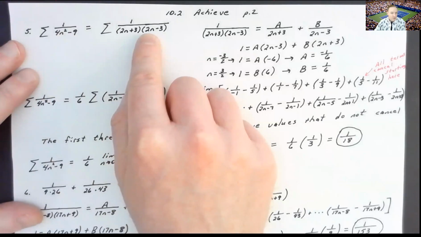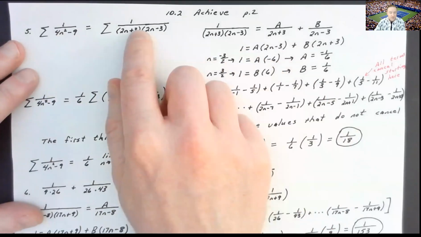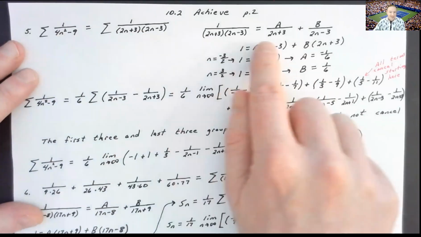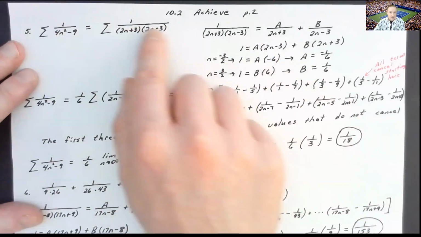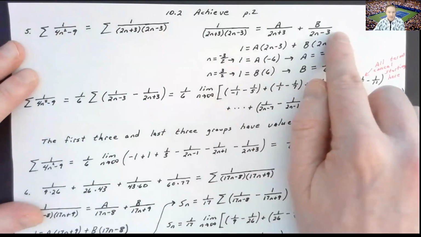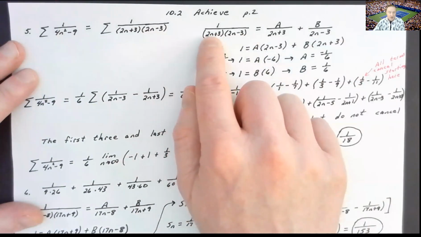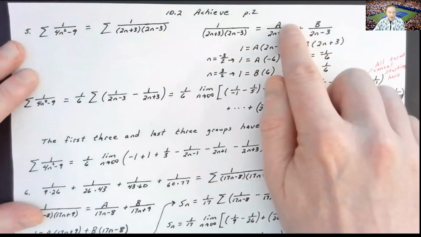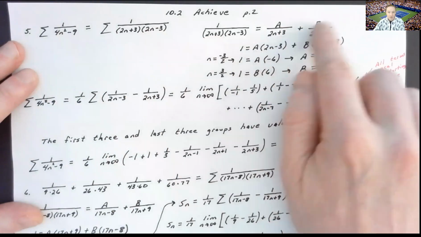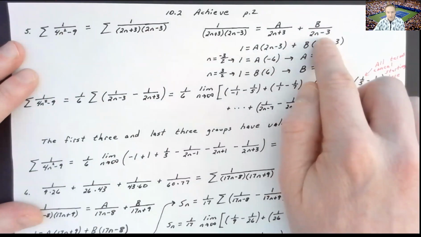Now, in order to represent what this is equal to and make sense out of it a little bit more, I'm going to separate this fraction into two partial fractions. And I can say, for every linear denominator, there needs to be a constant numerator. So A over 2n plus 3 plus B over 2n minus 3.